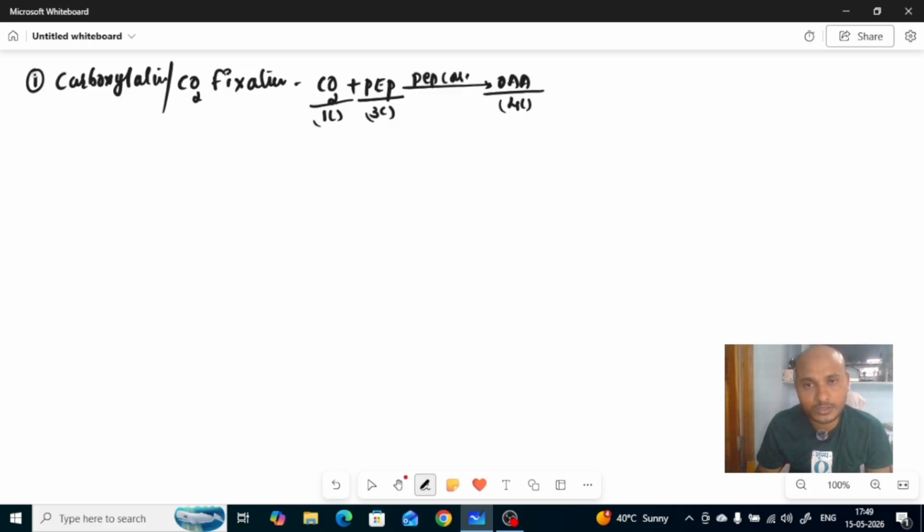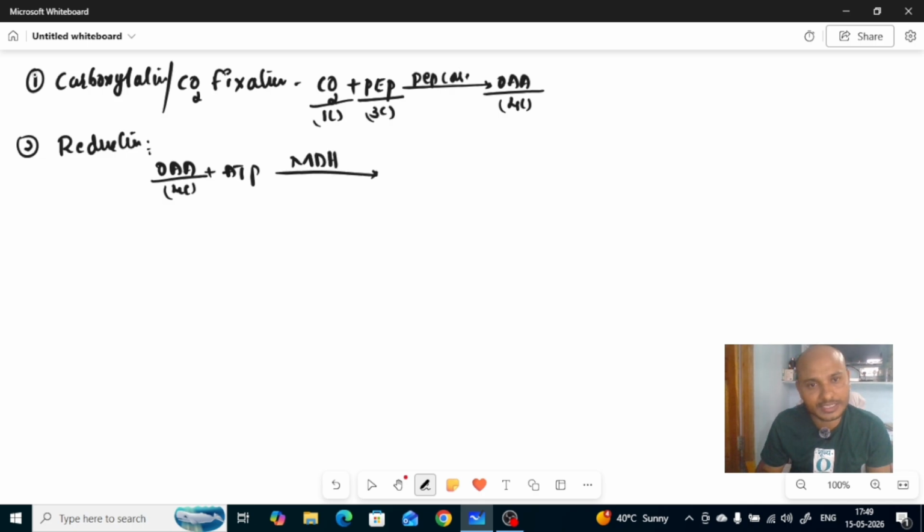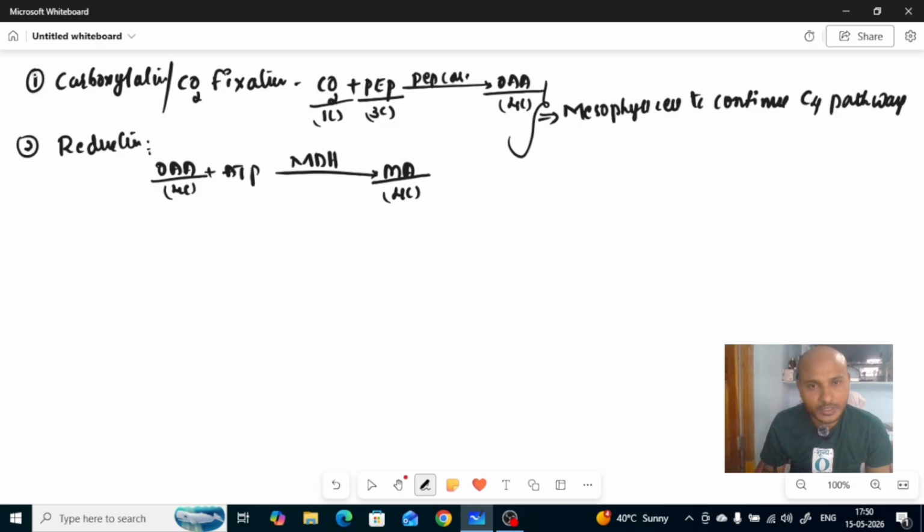And this oxaloacetic acid is unstable. To become stable, this oxaloacetic acid undergoes the second step, that is the reduction step. In reduction, this unstable 4 carbon oxaloacetic acid, in the presence of ATP energy and malic dehydrogenase enzyme, forms malic acid, which is also a 4 carbon compound, and malic acid is a stable product. The formation of malic acid occurs in the reduction process, and these first two steps occur in mesophyll cells to continue the C4 pathway.